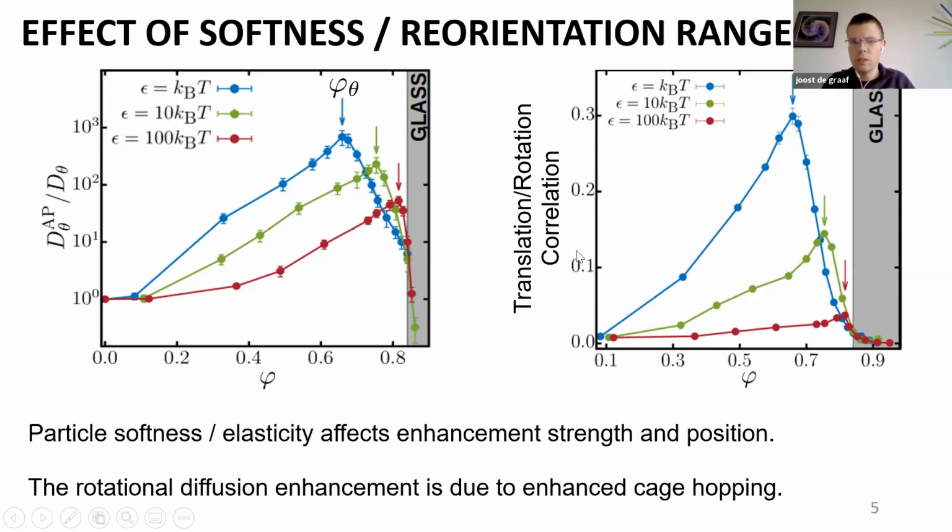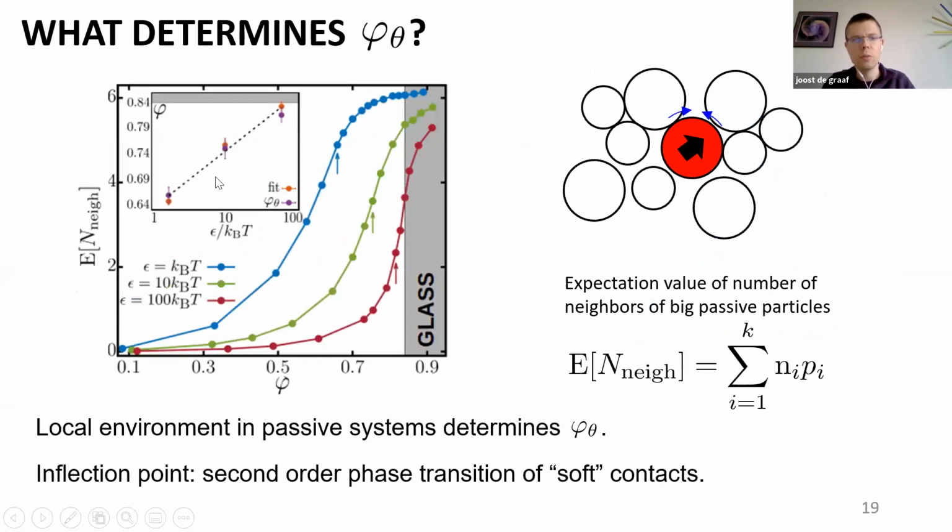And so then we can also measure this rotational translational correlation effect, and we see that there are spikes here as well. So where does it come from? One of the things which is very interesting is we can measure the expectation value of the number of nearest neighbors. And if we do that, then we see that if we measure the inflection point in that nearest neighbor curve, and this is a bit rough, that falls very well on top of the maximum rotational enhancement.